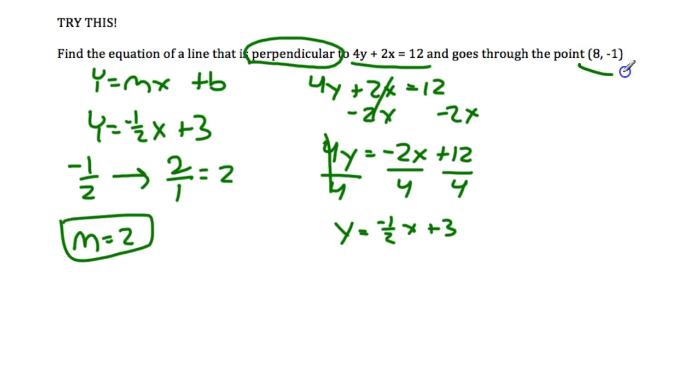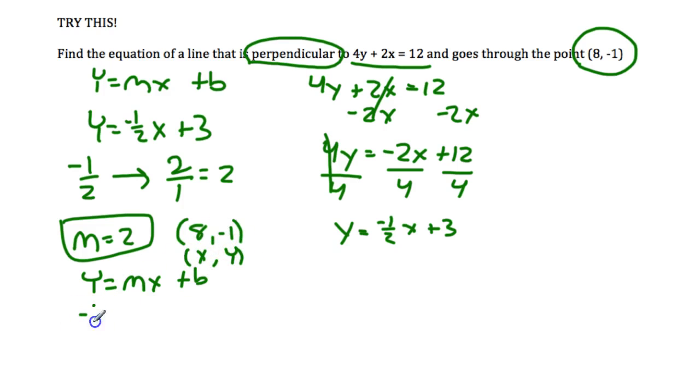And it goes through this point right here, (8, -1). So just like in the other ones, I take this information and put it into my equation, y = mx + b. My y is -1, my m is 2, my x is 8, plus b. Alright, let me simplify.